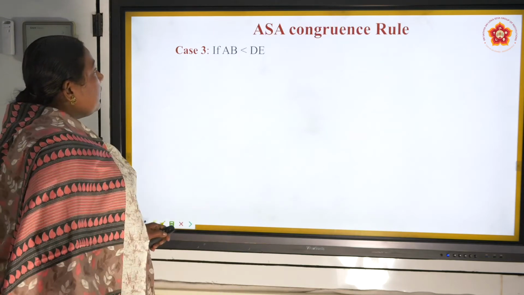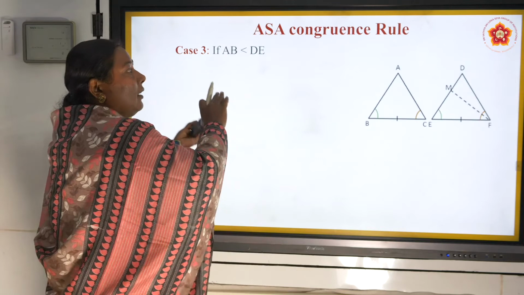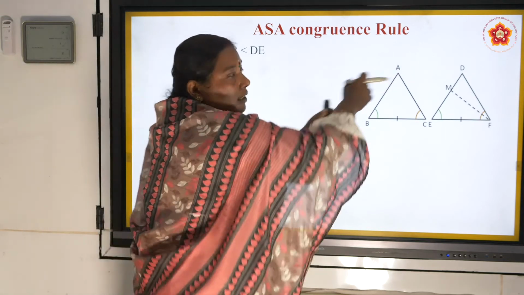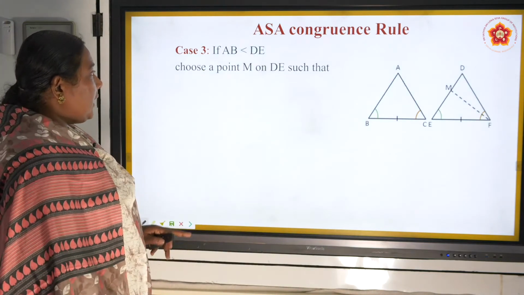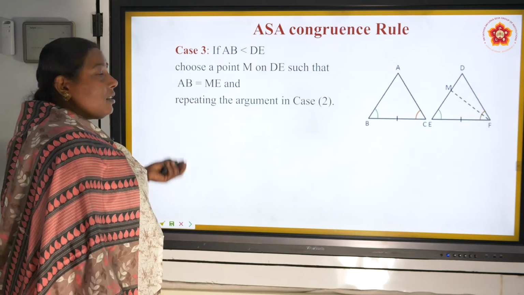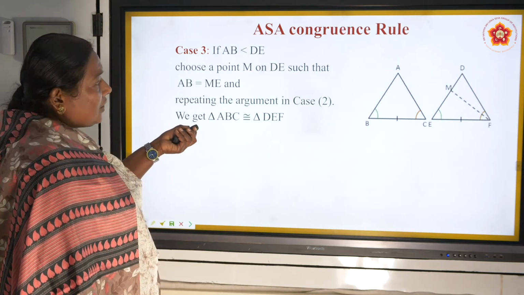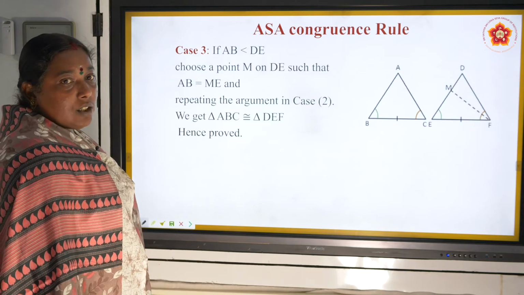Next, AB less than DE. The same thing, reversed. That means we are going to put the point M on DE. If you repeat the same thing, you can get it. Choose a point M on DE such that AB is equal to ME, and repeating the argument as in case 2, we can get that triangle ABC is congruent to triangle DEF. So we proved the theorem.